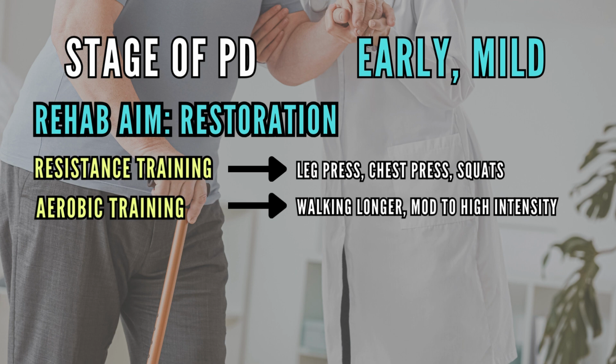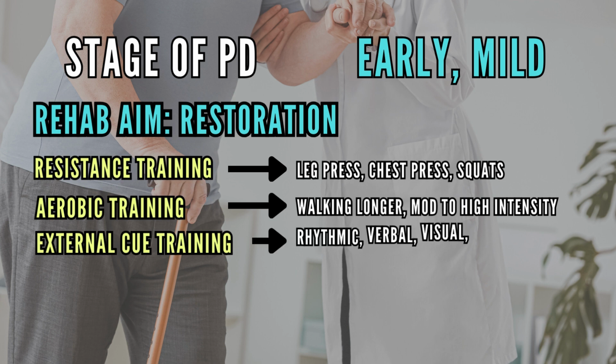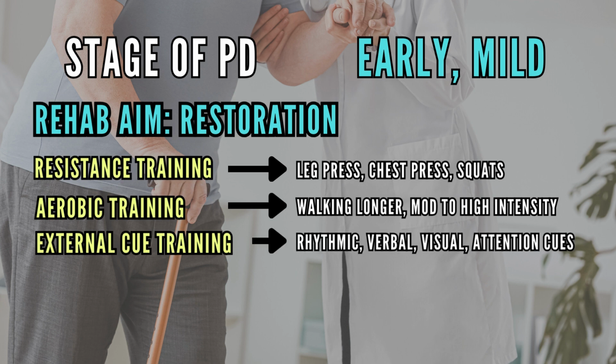So for example, you can do this at about 60 to 85% of your heart rate maximum. And next thing, for strong evidence, is external cues training. Cues include rhythmic cues, verbal cues, visual cues, and attentional cues. So you can incorporate this into functional training, resistance training, or aerobic training to maximize the use of these external cues.